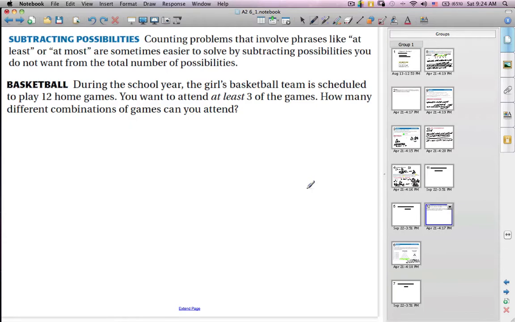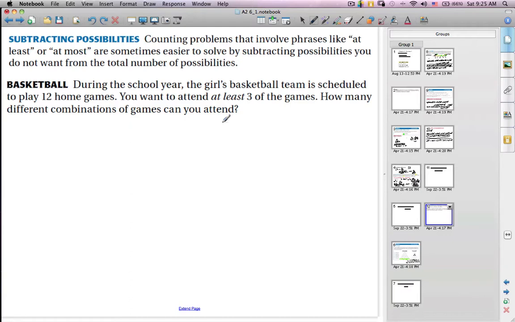Okay, so if you'll notice, I want to attend at least 3 of the games. So much like the problem we had with the cards and the spades, I could find out how many different ways there were for me to attend 3 games, 4 games, 5 games, 6 games, 7 games, 8 games, 9 games, 10 games, 11 games, and 12 games. I'd have to do 10 different calculations and add them together. Or I could find out how many ways there are for me to do 0 games, 1 game, and 2 games, and subtract them from the total number.